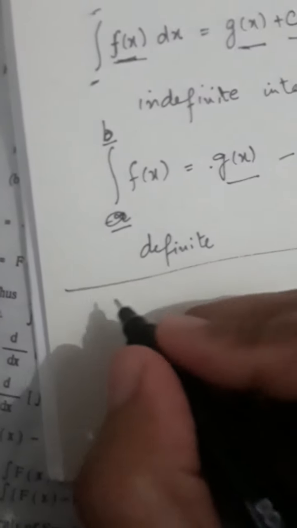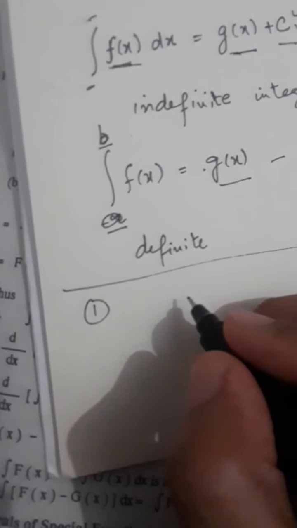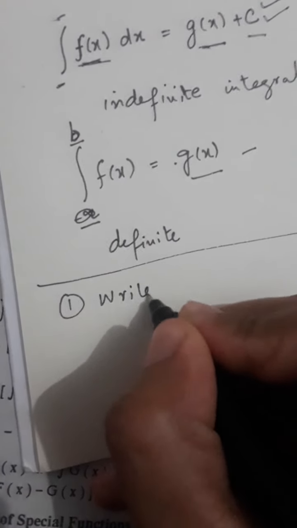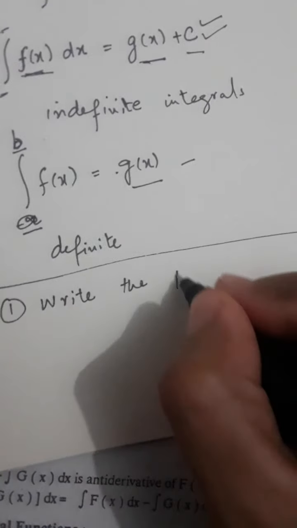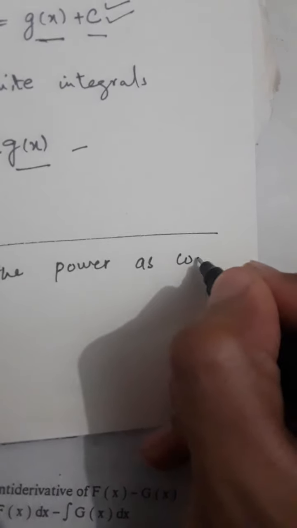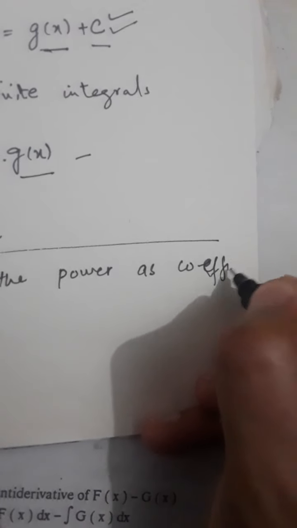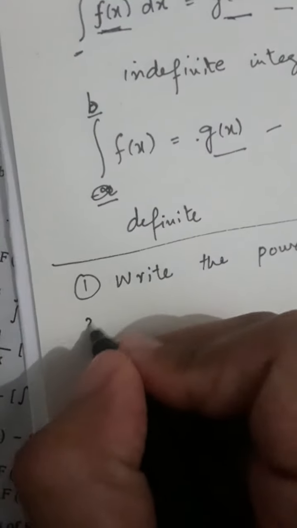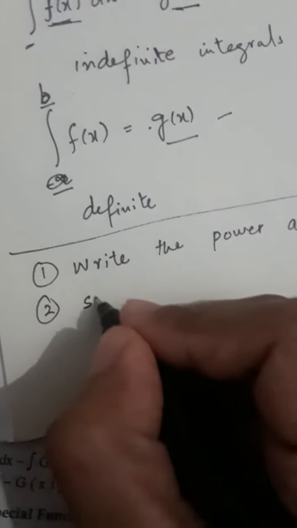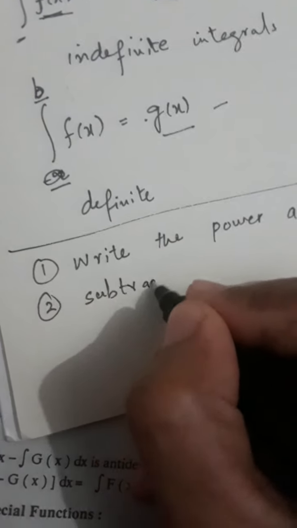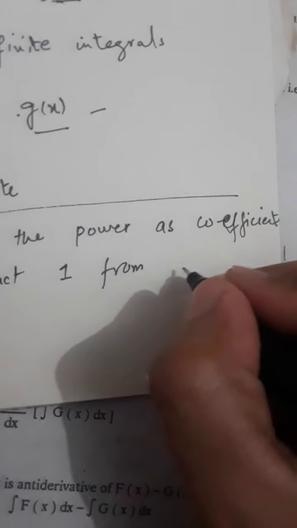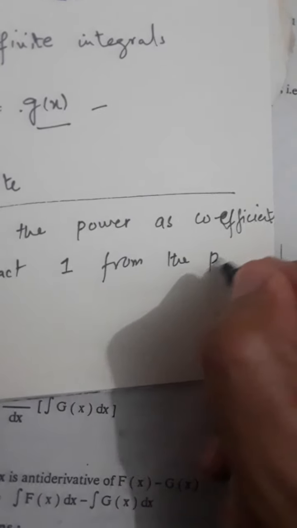Let me tell you about the steps that we do. In derivatives, the first thing you do is write the power as a coefficient. The second step is that you subtract 1 from the power or the exponent.